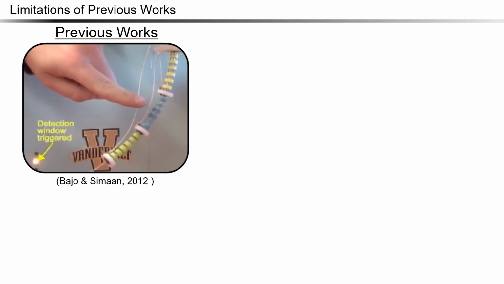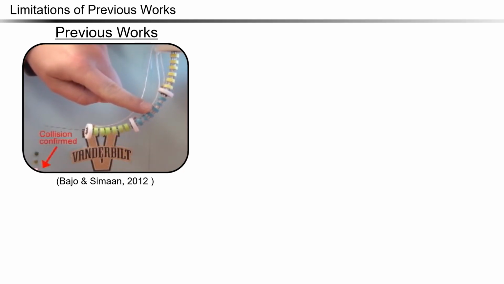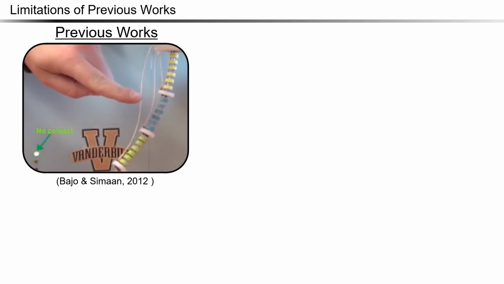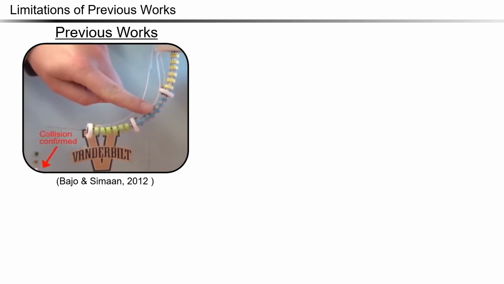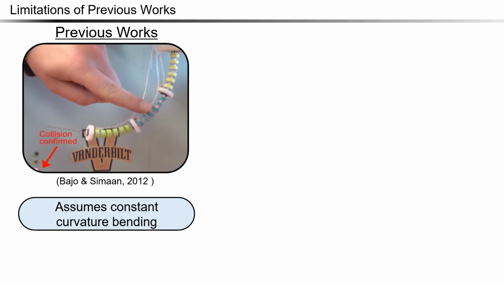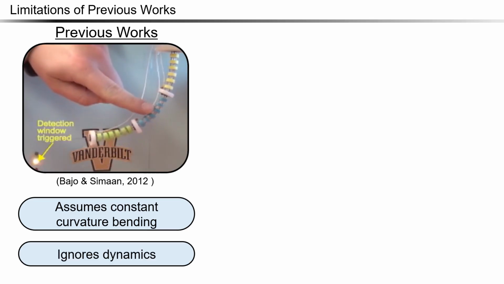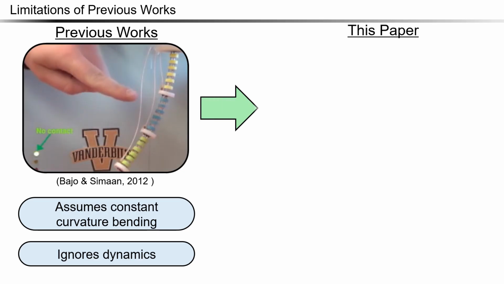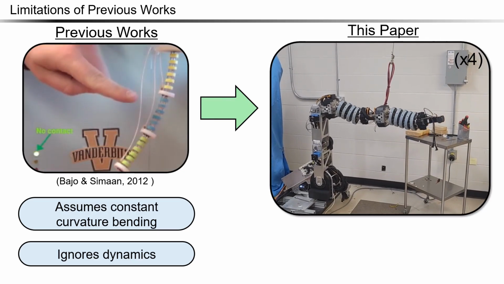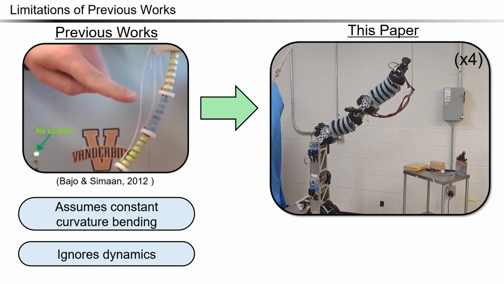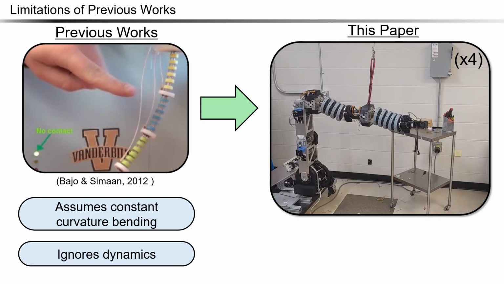Previous works on contact detection for continuum robots have focused on small, lightweight robots, such as the one shown here. In these works, it was reasonable to assume the robot bent in circular, constant curvature arcs, and to ignore the effect of dynamics on the contact estimation. For the robot used in this work, however, the continuum segments are much larger in scale, and therefore these assumptions do not hold.